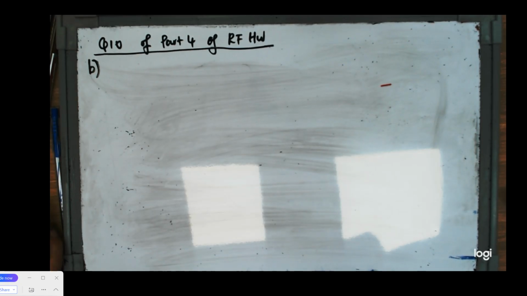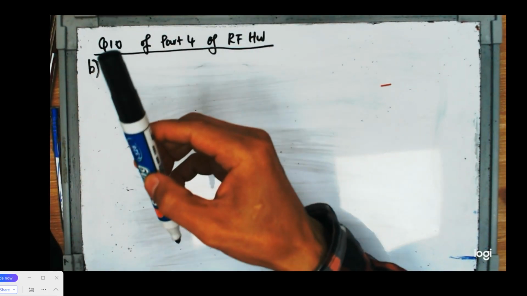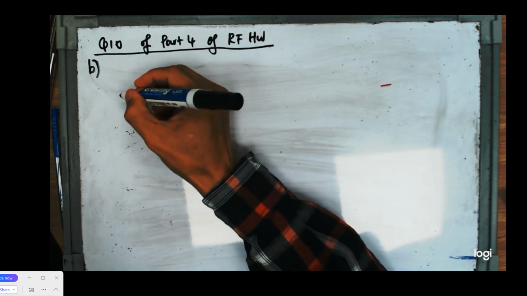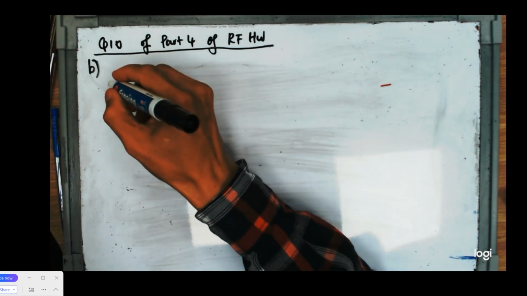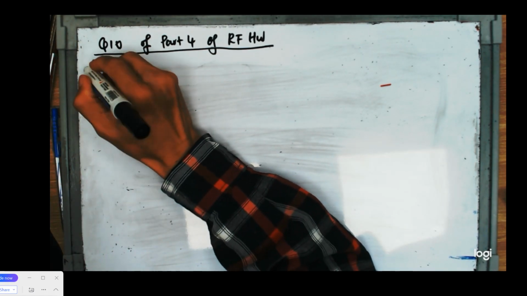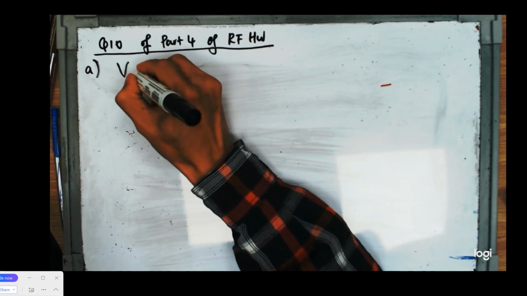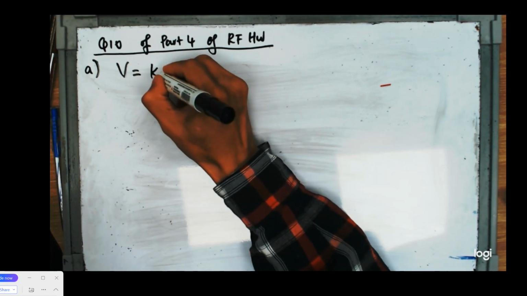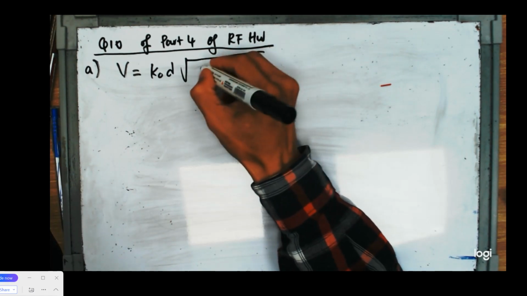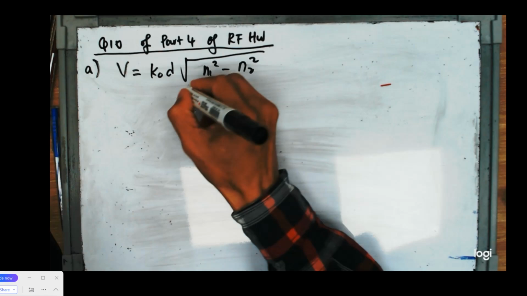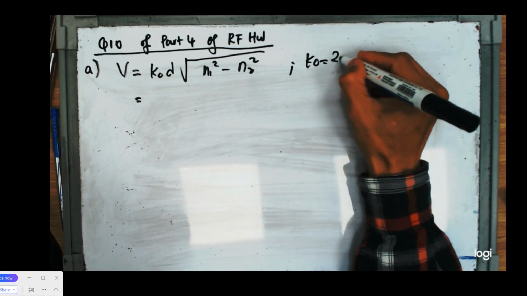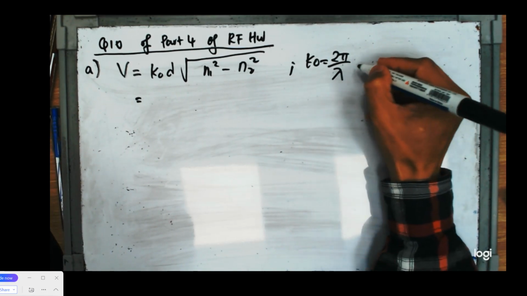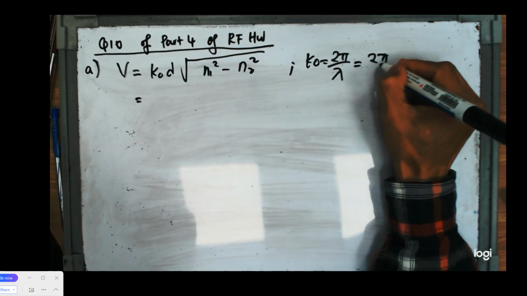You are looking at the video. Now I'm going to solve part A first. First you need to know the V number. The V number is given by K0 d times the square root of n1 squared minus n2 squared. And in this case, K0 is equal to 2 pi over lambda, so it is equal to 2 pi over 1 micron.